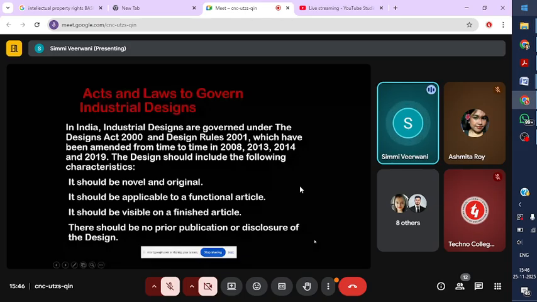The design should include the following characteristics. The necessity for design registration in India is that it should be novel and original. It should be aesthetically or functionally pleasing. It should be designed with the intent to identify the product or the service of the customer. It should be visually pleasing. These characteristics are essential for the registration of the design.